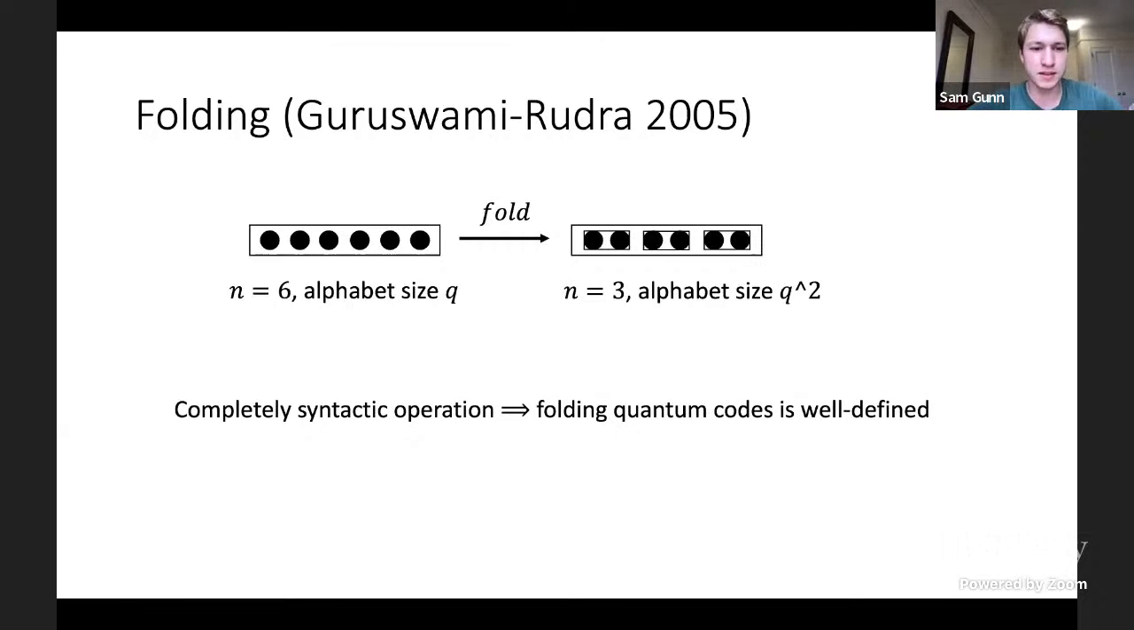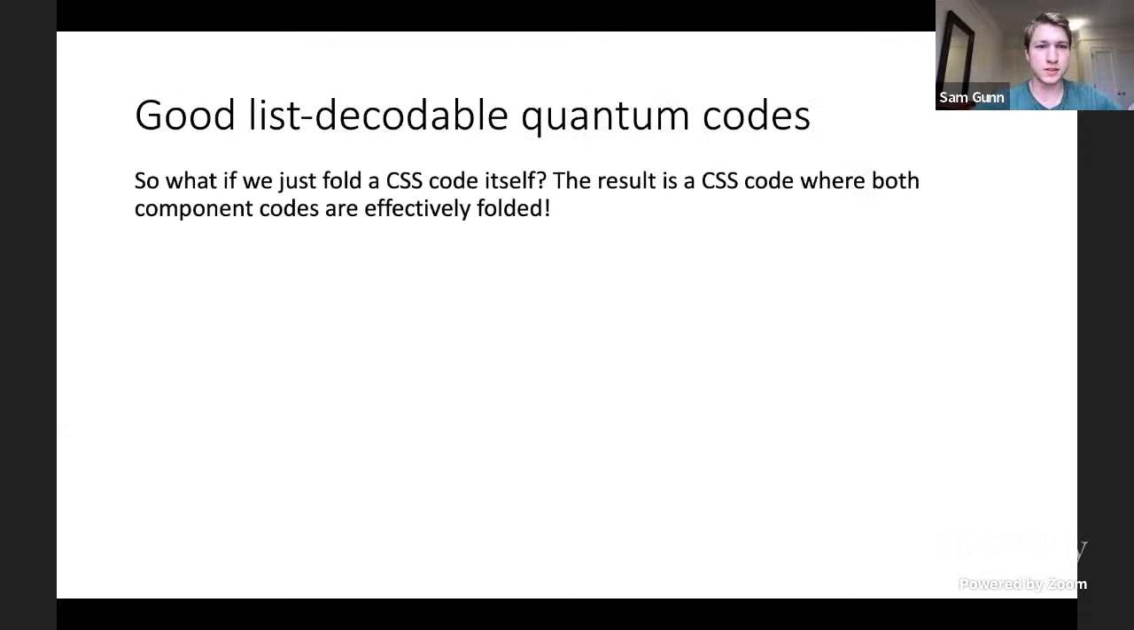But notice that folding is a completely syntactic operation, right? You're really just redefining what a register is. So folding quantum codes is just as well defined as folding classical codes. You could imagine just redefining quantum registers instead of redefining classical registers. So let's just try that. Let's fold a CSS code and then see what happens. And it turns out that if you fold a CSS code, then the result is going to be a code where both of the classical codes look folded from the perspective of your decoding algorithm.